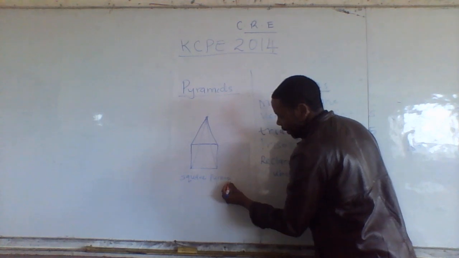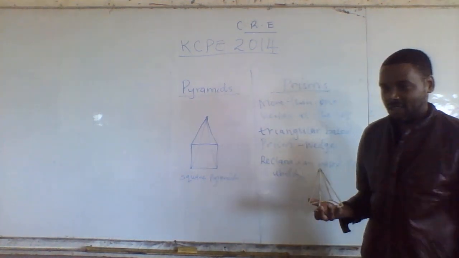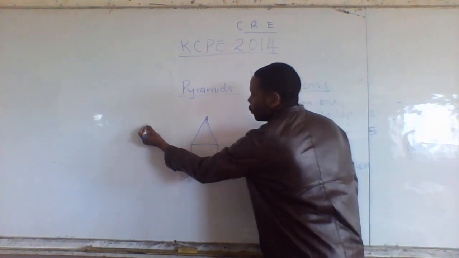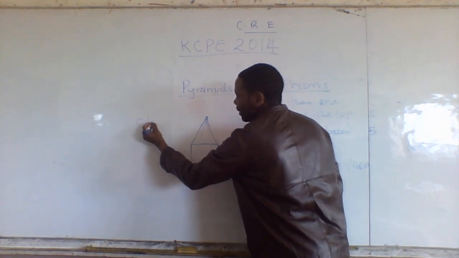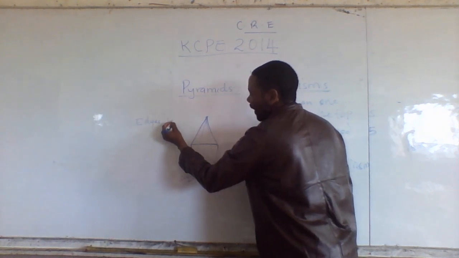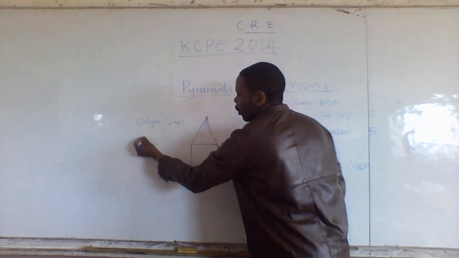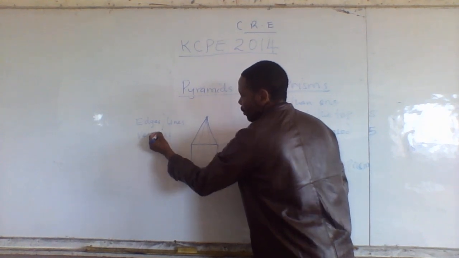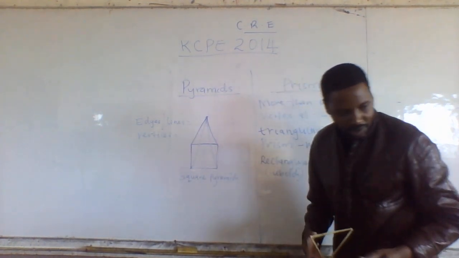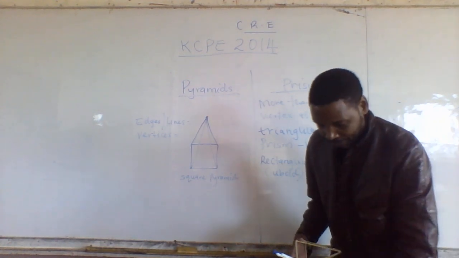Why are we calling it a pyramid? Because of one vertex. Then from here, I'm able to count the edges, which are also called lines, and I'm also able to count the vertices.